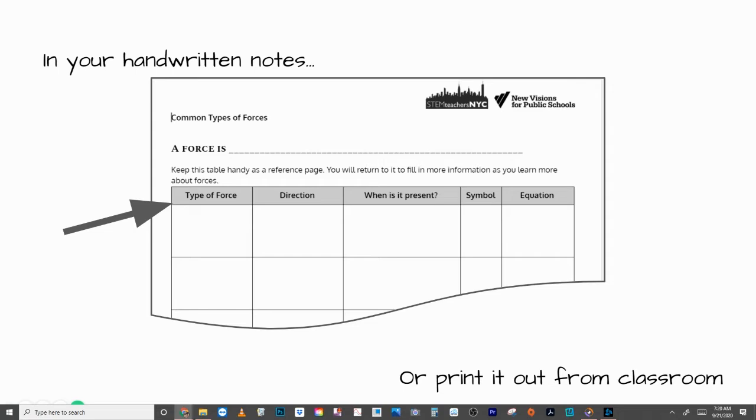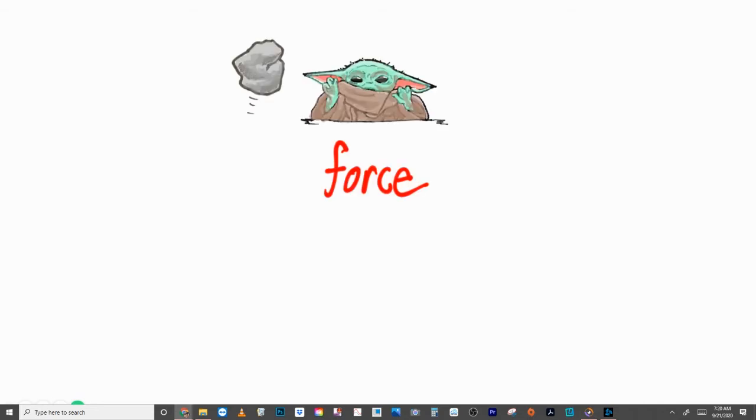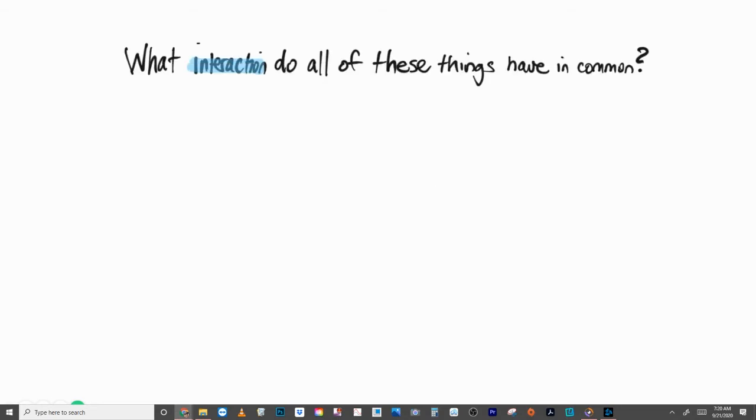Here we go. Back to what the heck is a force? Oh yeah, it's the child. Baby Yoda. No, not that force. A force is just, straightforwardly, it's a physics thing. It's an interaction between 2 objects. That's it. So let's practice interactions.